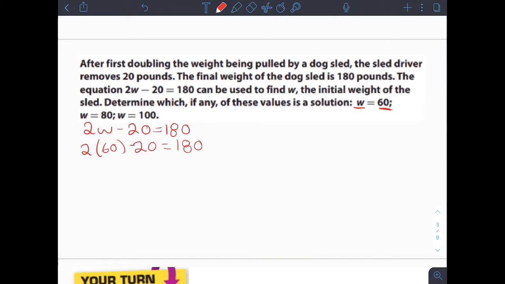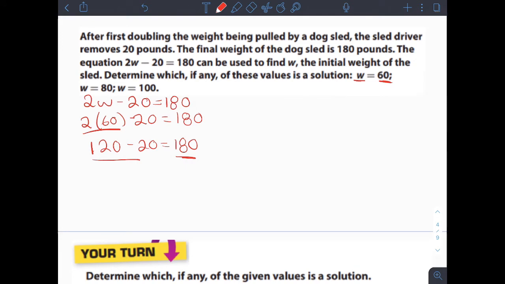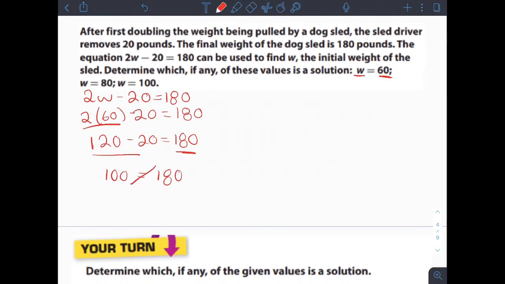So I'm going to work this one together, okay? It says 2 times 60 would be 120 minus 20. And remember, we're checking if this equals this, okay? So 120 minus 20 will be 100. And 100 is not the same thing as 180. So 100 does not equal 180. So we can determine that 60 is not the solution for our original equation.